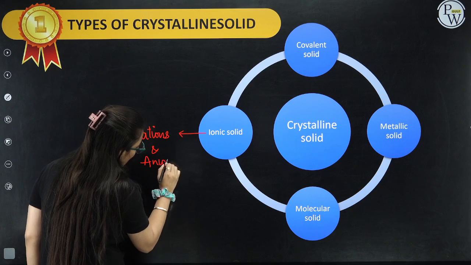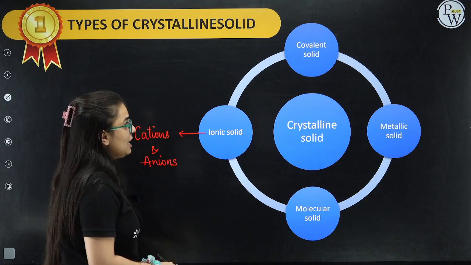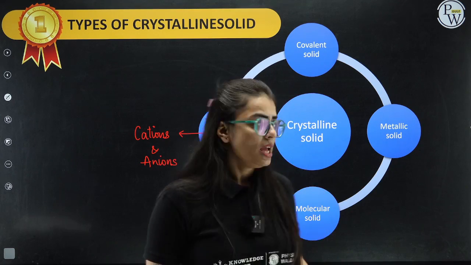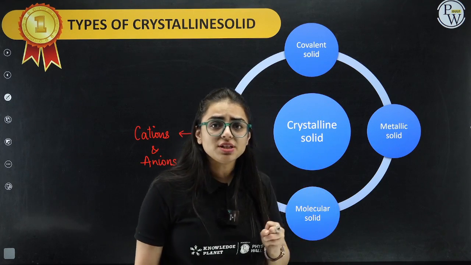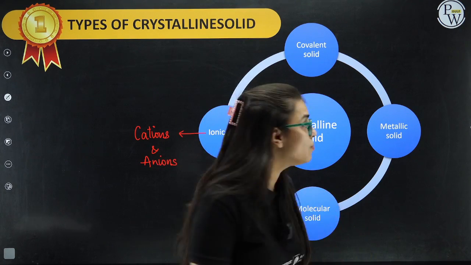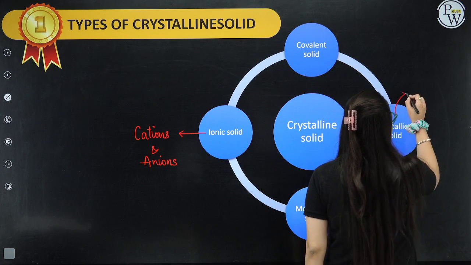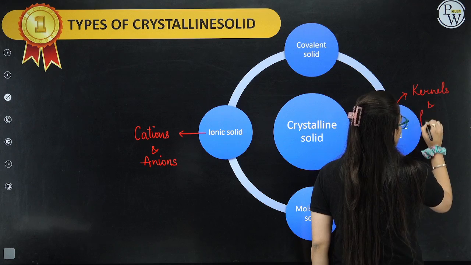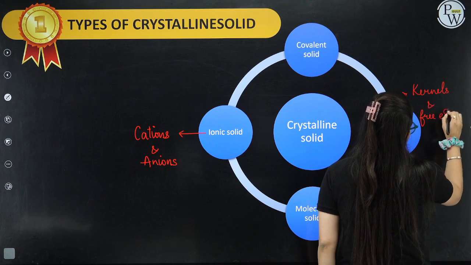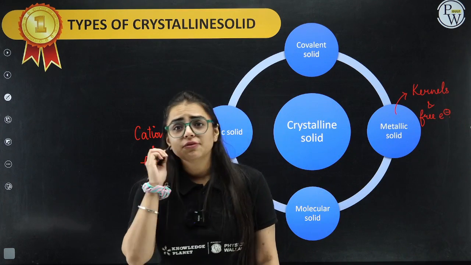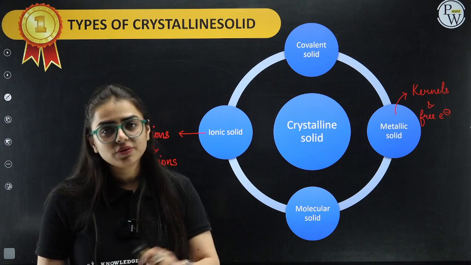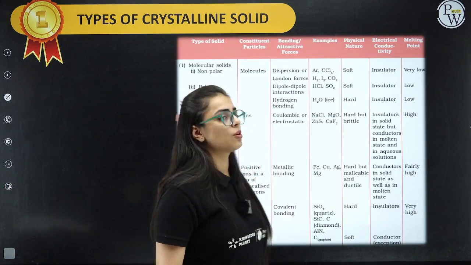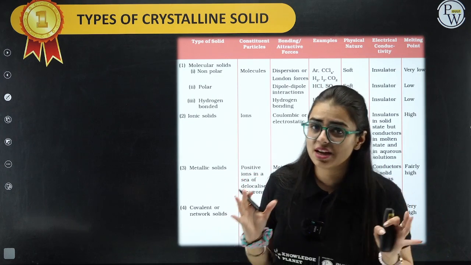Cations and anions. Okay. If I talk about covalent solid, here covalent bonding is observed. If I talk about metallic solid, students, here it is metallic bonding. Now, metallic bonding will occur between whom? Between kernels and free electrons. Kernels and free electrons. Let us understand all of them in depth. For this, you can open your NCERT or you can even write from here. This is taken from NCERT, students.